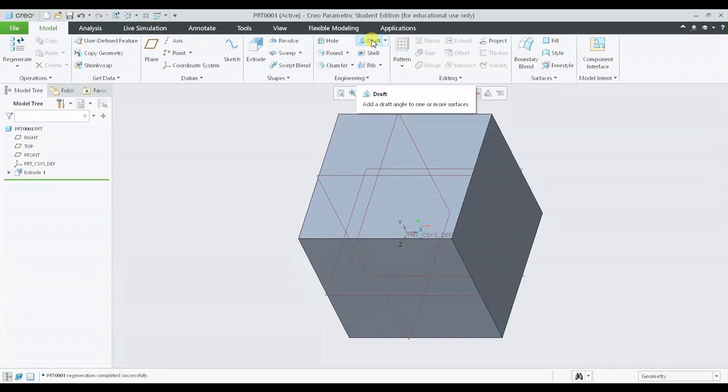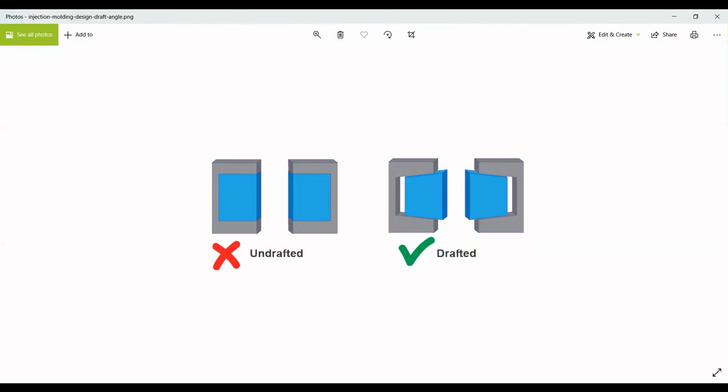In order to understand this more clearly, I have an image which I have downloaded from the internet, obviously. This image will help us understand what a draft is. On the left hand side, you can find the undrafted model, and on the right hand side, we can find a drafted model. In the undrafted model, you can see a mold, and a part which is created inside it by using a molding procedure, say for example, injection molding.